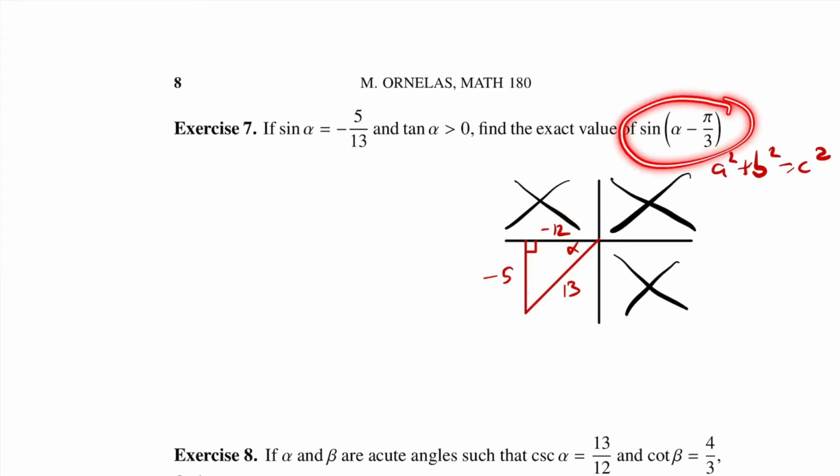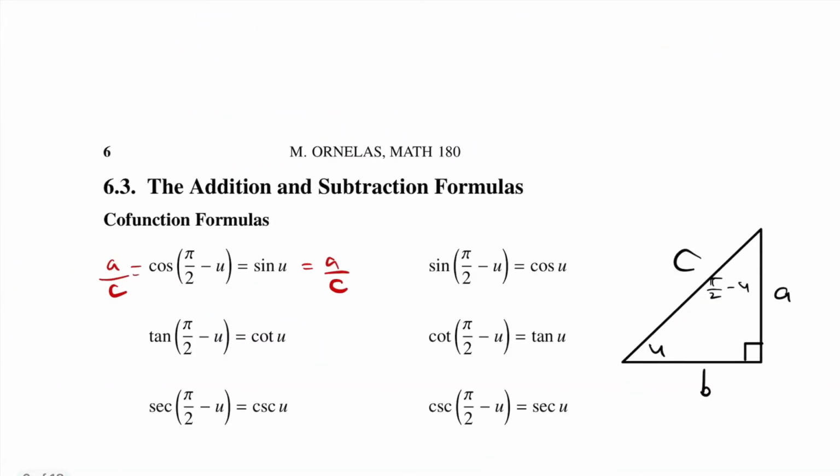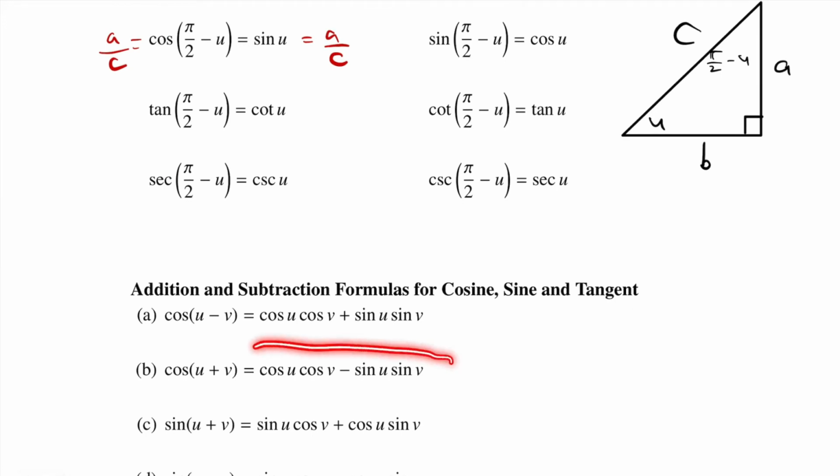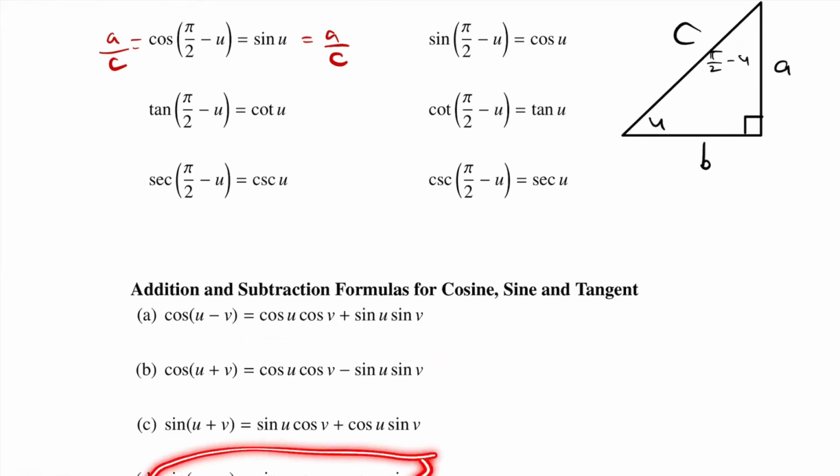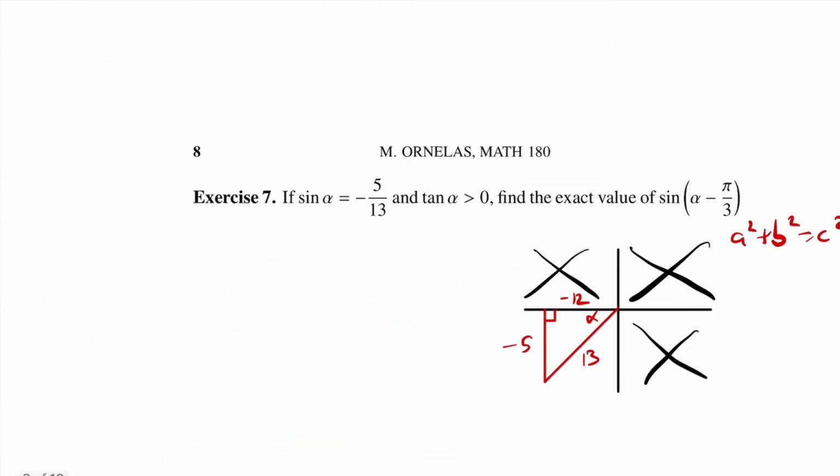This is a difference formula, so we have to use our formulas. So here it is. The difference formula is this one. So sine cosine minus cosine sine. And I replaced the beta with pi over 3.